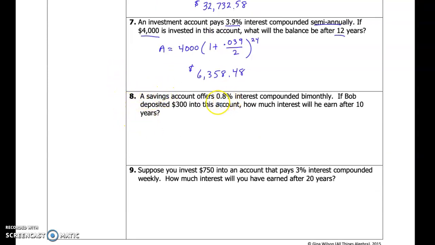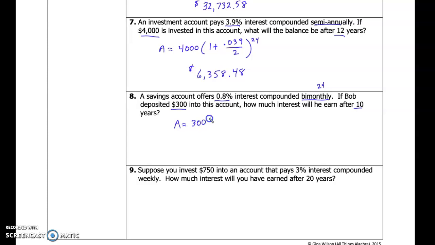So we have a savings account that offers 0.8% interest compounded bi-monthly, twice a month. There's 12 months in a year, so that's 24 times a year. If Bob invested $300 into this account, how much interest will he earn after 10 years? Okay, so we're going to start off by finding the total amount of money in the account, and then we'll figure out what interest he earned.